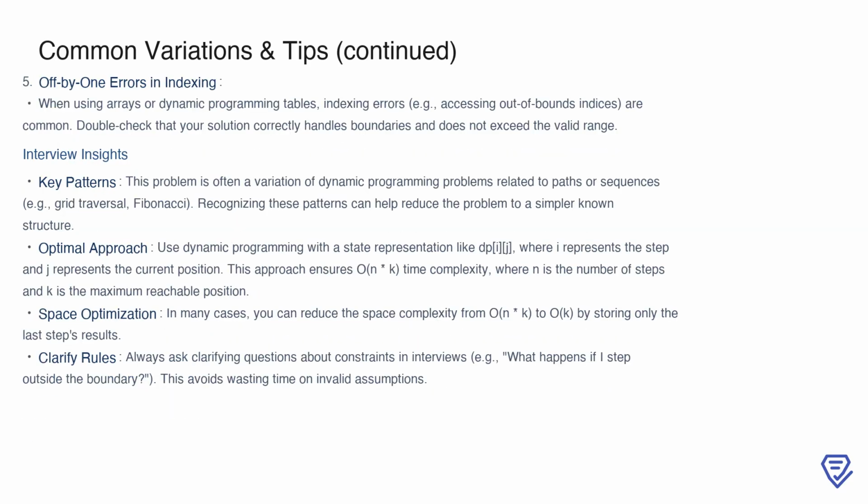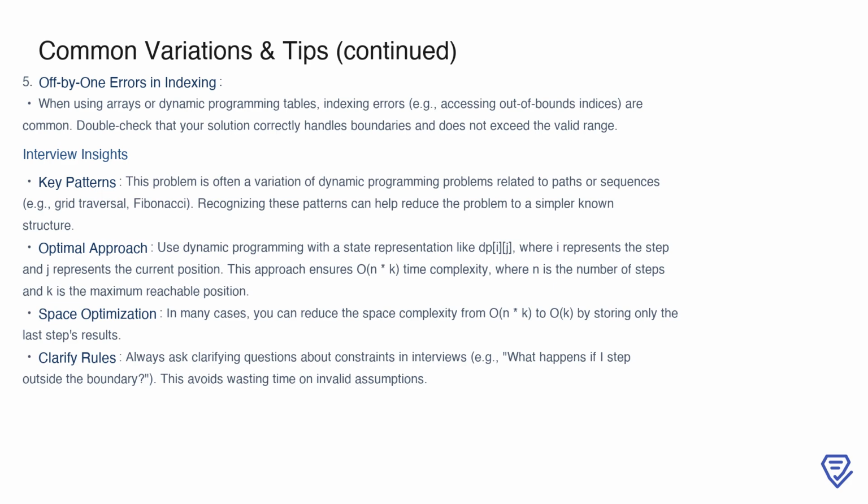Off by 1 errors are another frequent source of bugs, particularly when working with arrays or dynamic programming tables. It's easy to accidentally access out-of-bounds indices when handling boundaries, so always double-check that your indexing aligns with the problem's constraints. Now, let's consider how this problem appears in interviews.